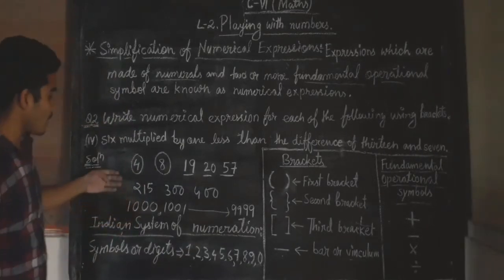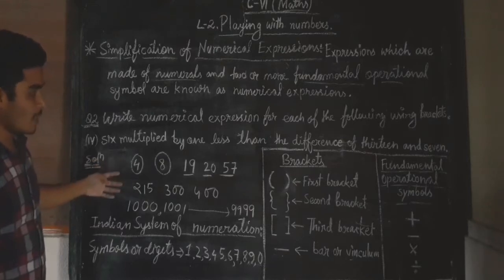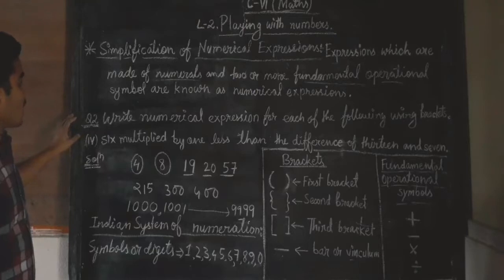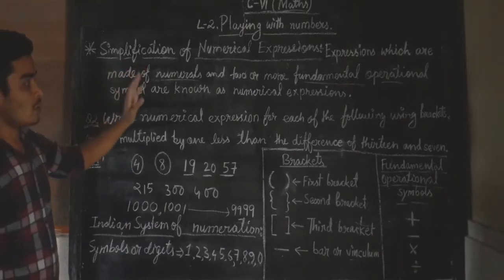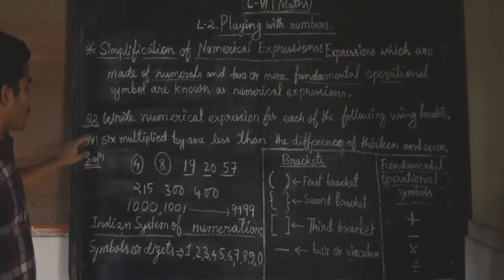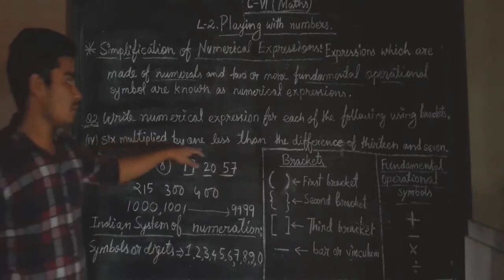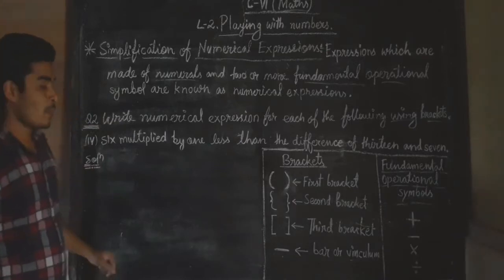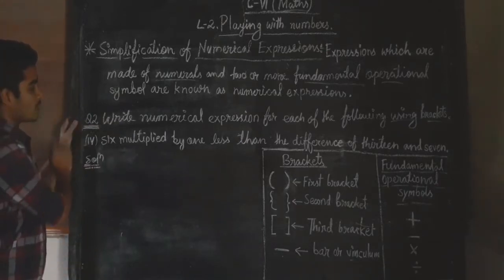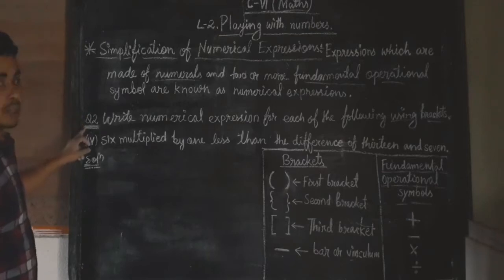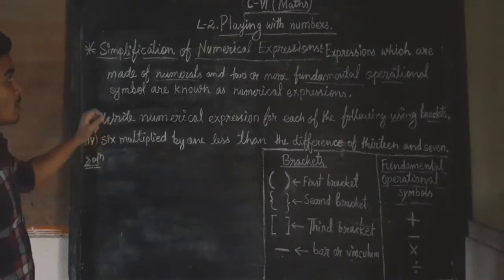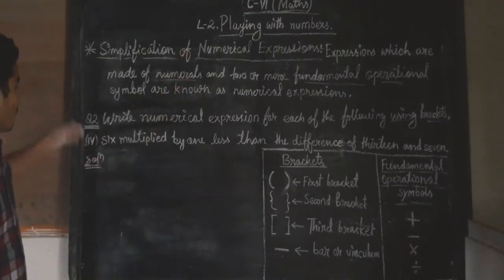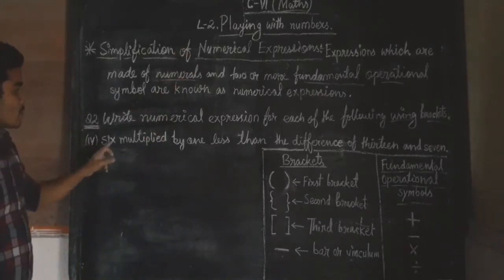I hope you all have understood what a numeral is, and now I am going to teach you how we form a numerical expression from a given statement. So I will show you. Now let us take this example. This question you will find in your textbook, exercise 2.1 of lesson number 2. From this question I am going to explain the answer.